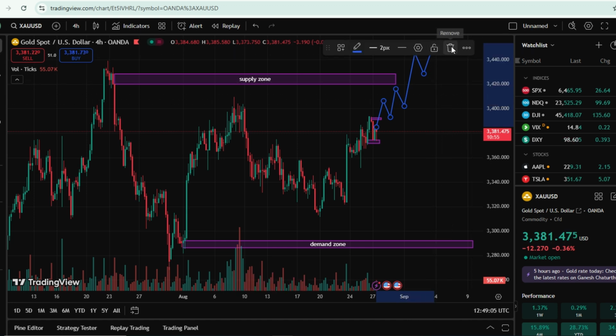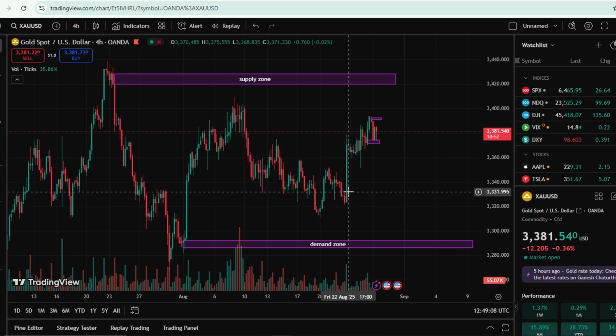Now for the 15-minute time frame, same thing will be happening and the respective decision will be taken for the respective condition.